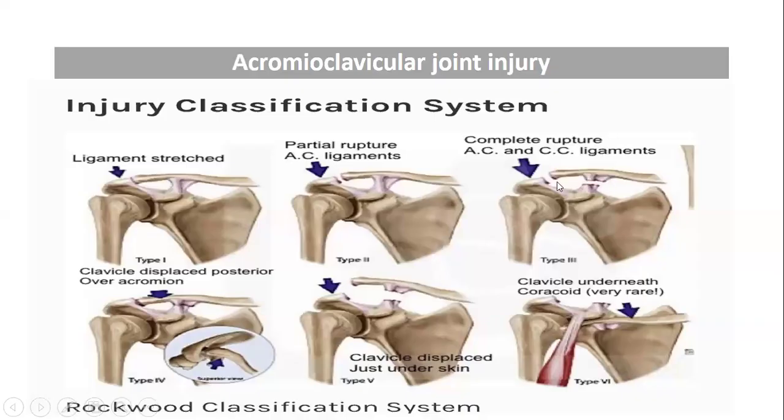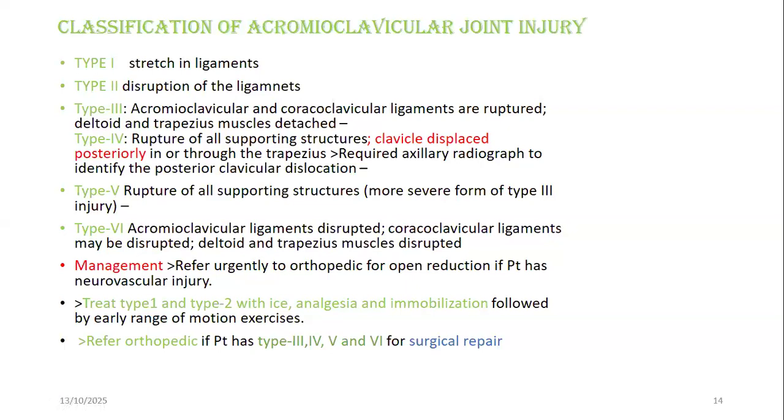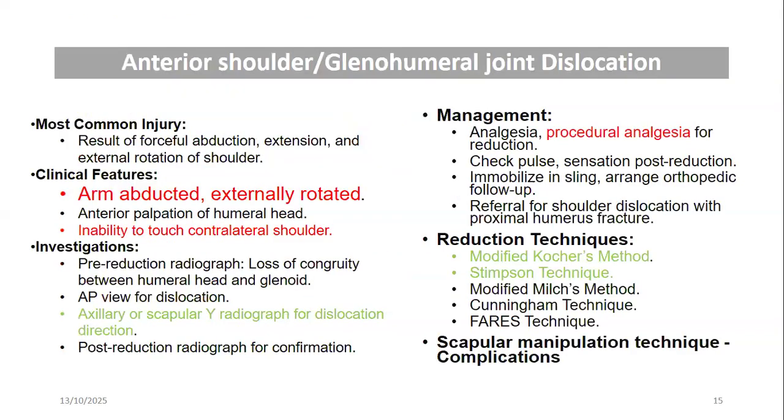Okay, so I was telling that whenever there is a rupture, you can see posterior displacement, and then displacement under the skin. So these are types 3, 4, and 5. The first two you will manage conservatively because there was only stretch and partial rupture. For the others there is a complete displacement. You will refer to the orthopedic team, then they will manage.